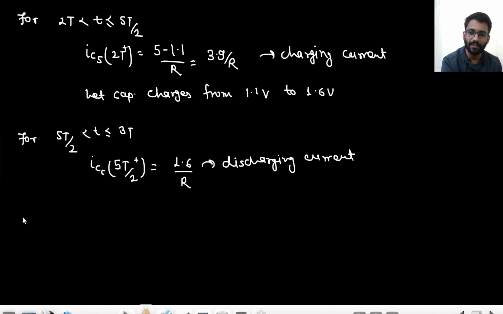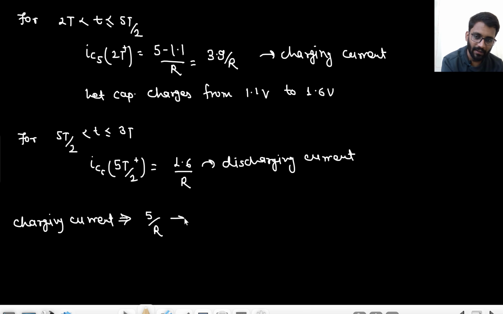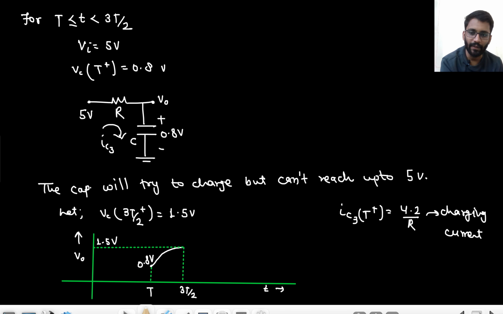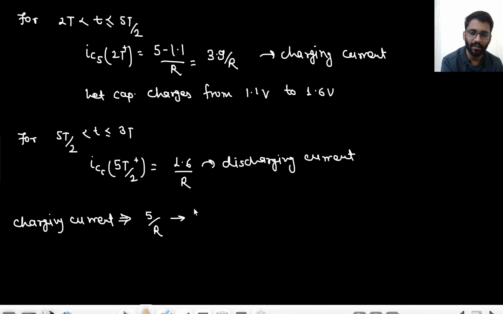So my point is, what is actually happening in the charging current? Initially, when it started it was 5 by R. Then what happened? It went down to what value? First it was 5 by R, then it went down to 4.2 by R. Then here it went down to 3.9 by R, right? So the charging current is getting reduced.